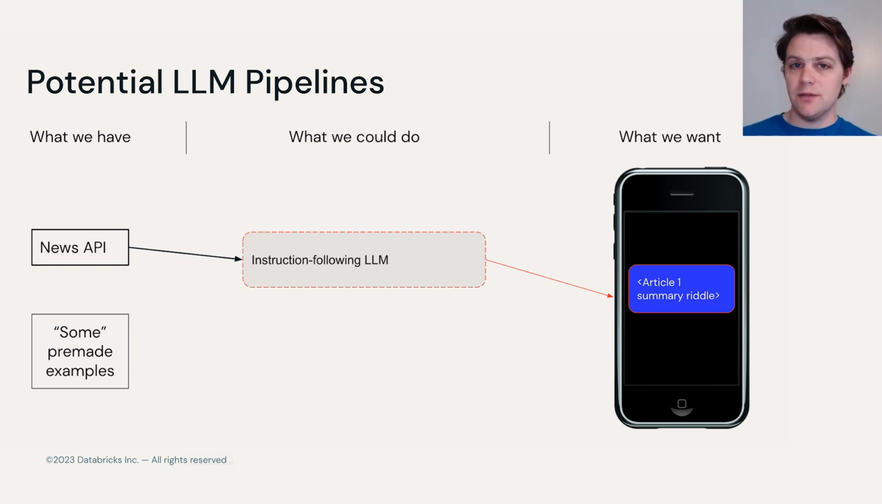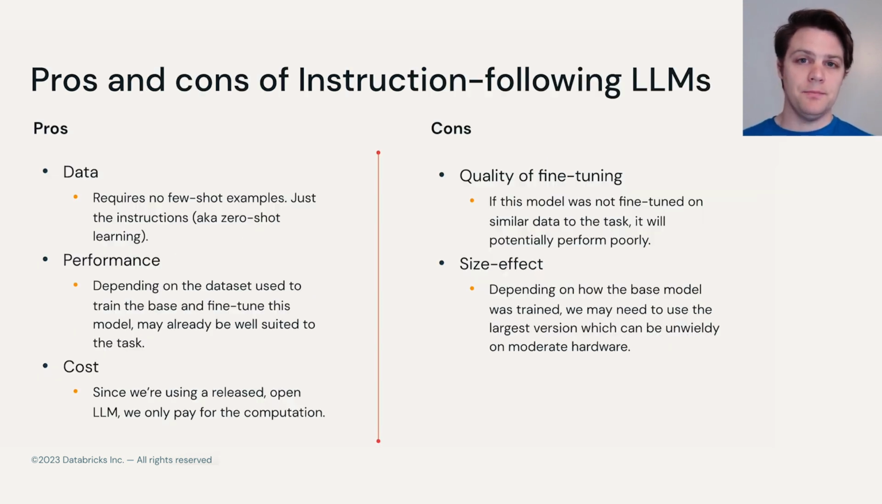So here, we just have the news API, we have our instruction following LLM that's been released by the open source community, and we want to create our app. So let's think about some of the other pros and cons. Because we are assuming that we have no data available, we might need to pay more attention to how we construct the prompt so that it's very specific and well thought out for the model to follow.